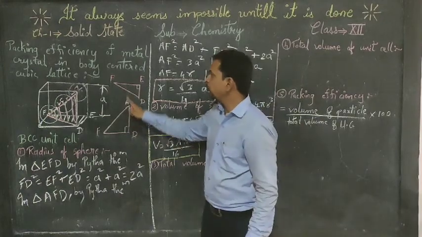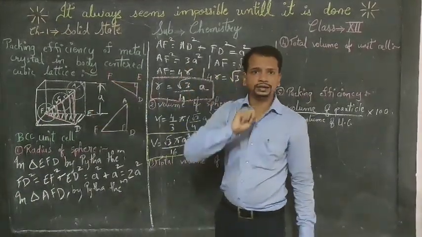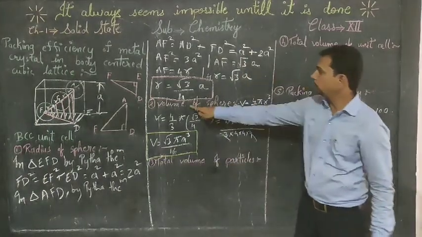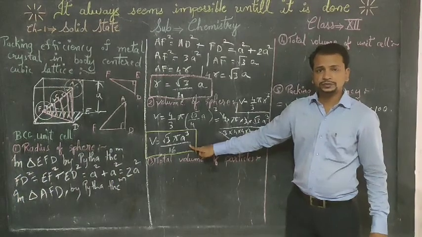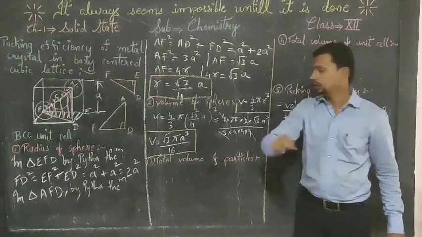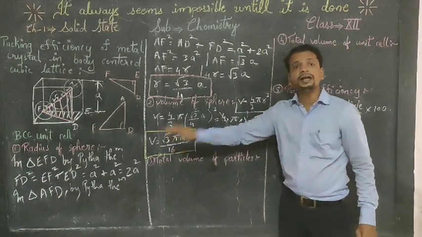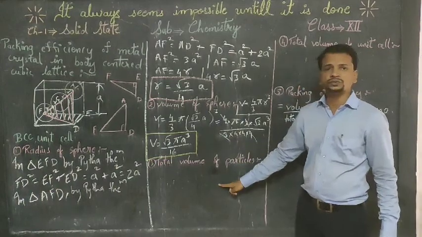Here we are talking about body-centered. So, how many particles are there? 2 particles. We know the volume of 1 particle. Volume of 1 particle is this one. Now, total volume of particles means total volume of 2 particles. It means we have to multiply this by 2. If you multiply this by 2, we will get the answer.